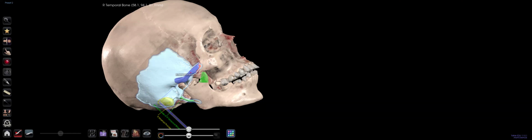Now let's look at the zygomatic bone here. There's the zygomatic bone. And again, that's your cheekbone right there. But what about this bone feature on the zygomatic process? Well, this is the temporal process of the zygomatic bone. Why is it called the temporal process? Well, it's a projection that goes towards the temporal bone. That's why it's called the temporal process.